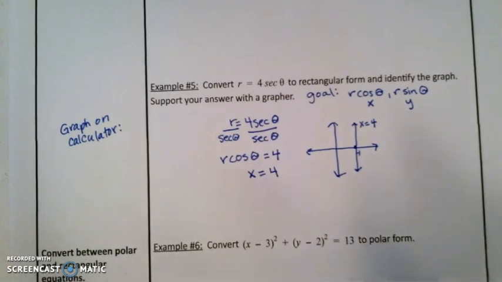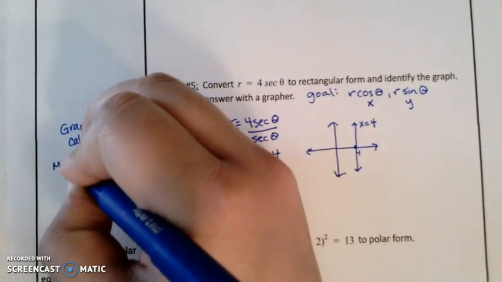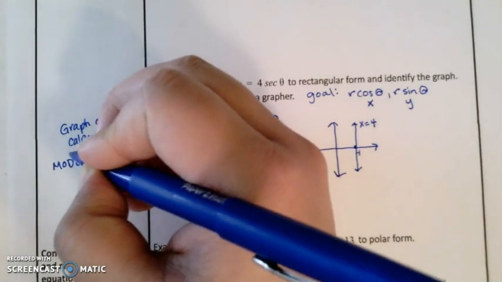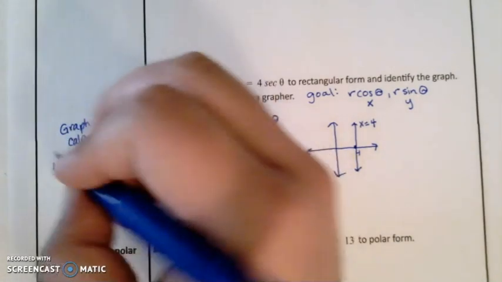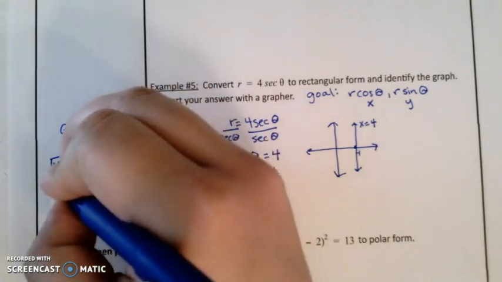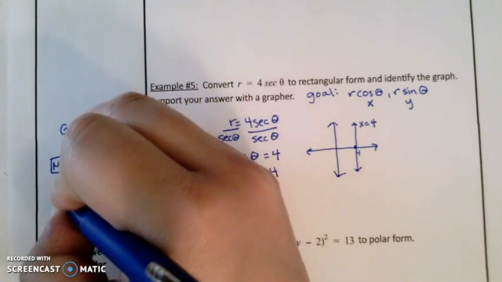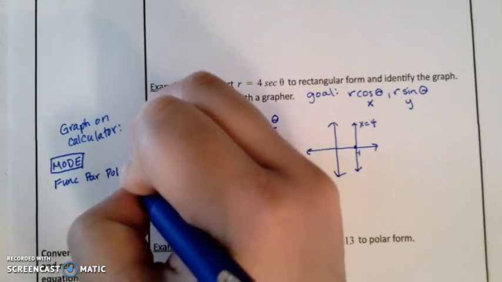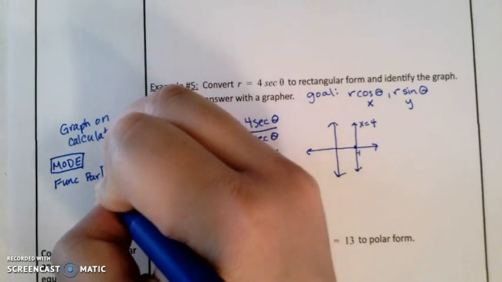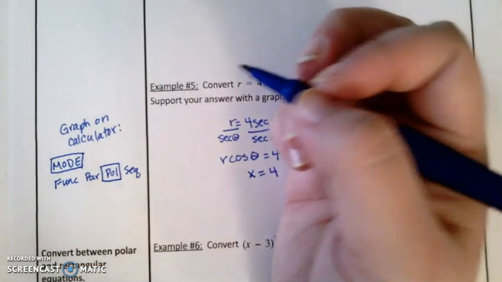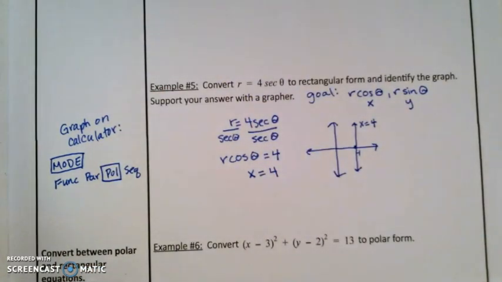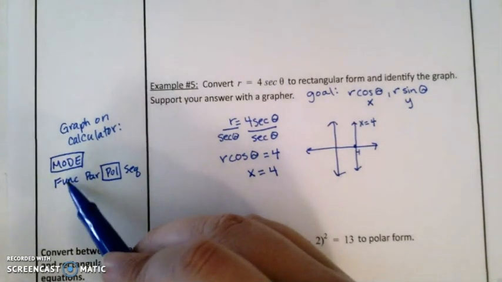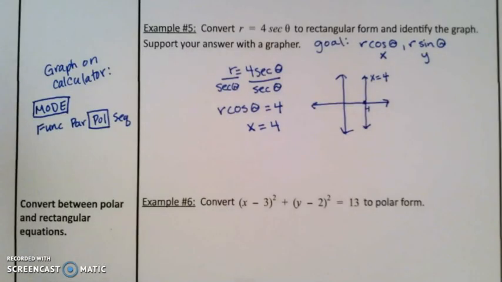So how we did that on the calculator is we went into mode, and then where it said function, parametric, polar, we want polar. Okay, now in order to graph back in rectangular coordinates, you will have to go back into mode and change it back to function.